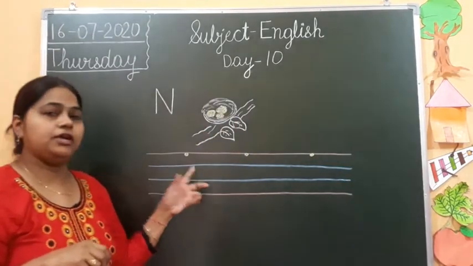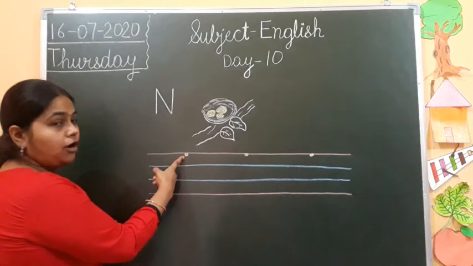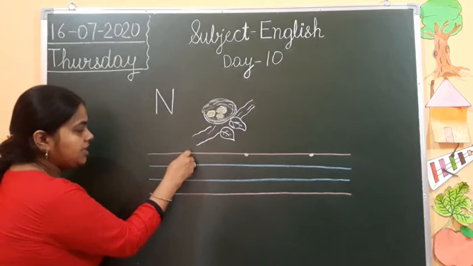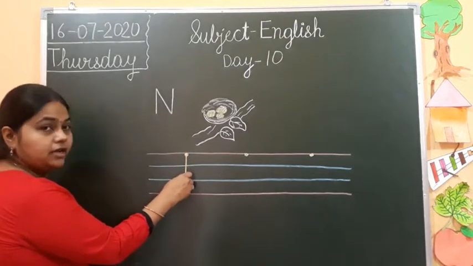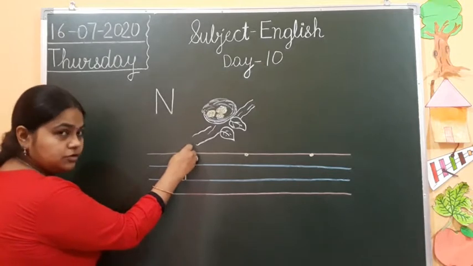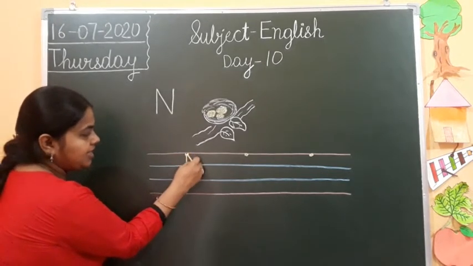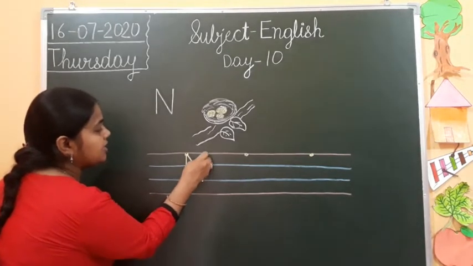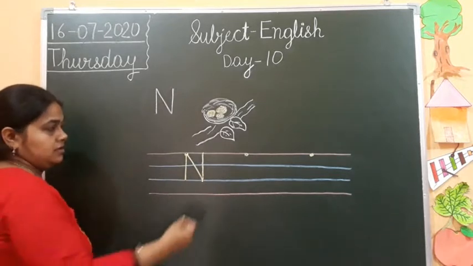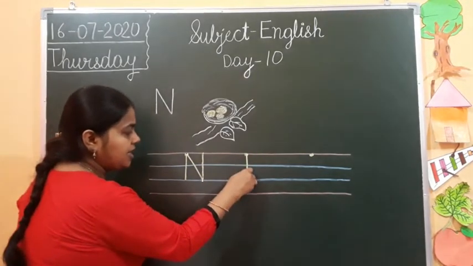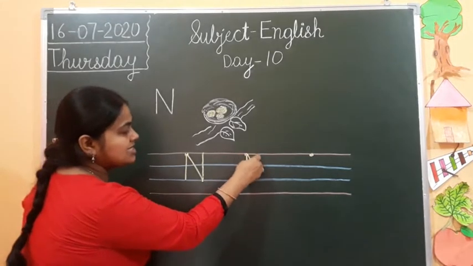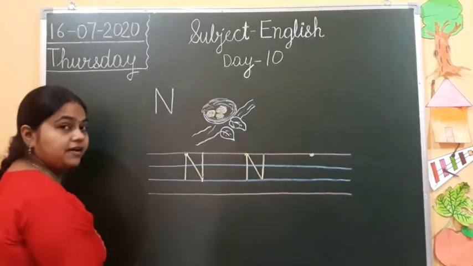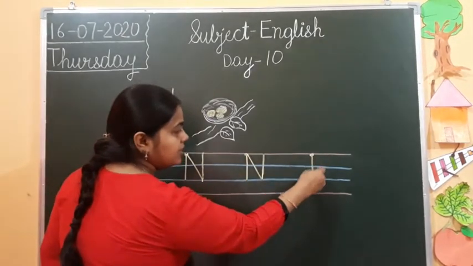Now look carefully here. This is your dot where you have to put your pencil. Draw a standing line. Again. Come on. You have to put your pencil on the dot. Slanting line. And then go again upward. Standing line. Letter N. Again put your pencil. Slanting line. Now go upward. Standing line. Letter N.